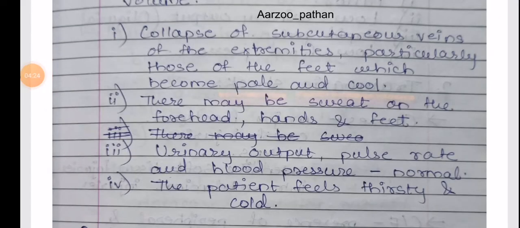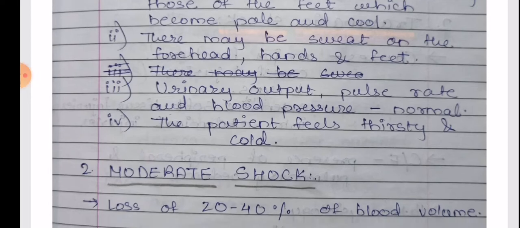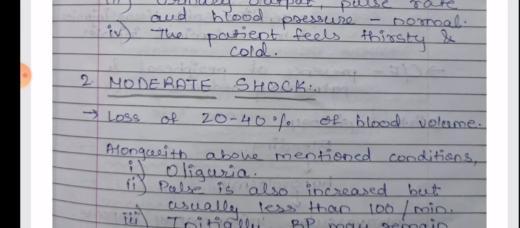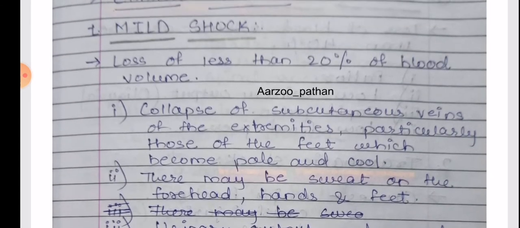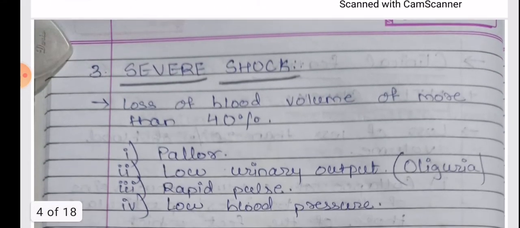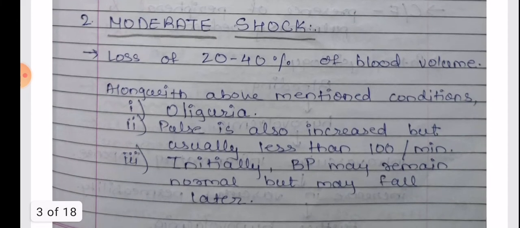Urinary output, pulse rate and blood pressure are normal and the patient feels thirsty and cold. So this is the initial stage of shock. Then we move on to the moderate shock. Loss of 20 to 40% of the blood volume. So you have to remember that the ratio goes on to 20 to 40 and lastly more than 40% of blood loss. So moderate shock, loss of 20 to 40% of blood volume.